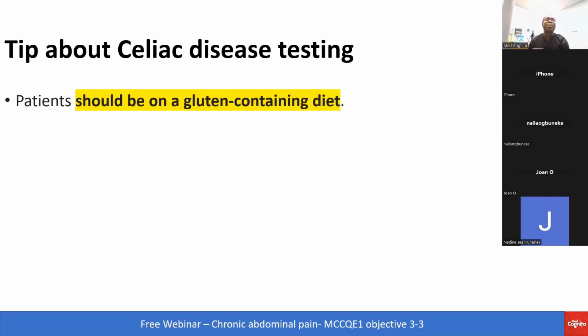So what if the patient comes to you with unexplained anemia, unexplained folate deficiency, unexplained vitamin B12 deficiency, you don't have any reason why this 32-year-old patient should have osteoporosis, and you're thinking, this could be celiac disease. Tell the patient, continue eating what you are eating. And then we're going to do the lab work.